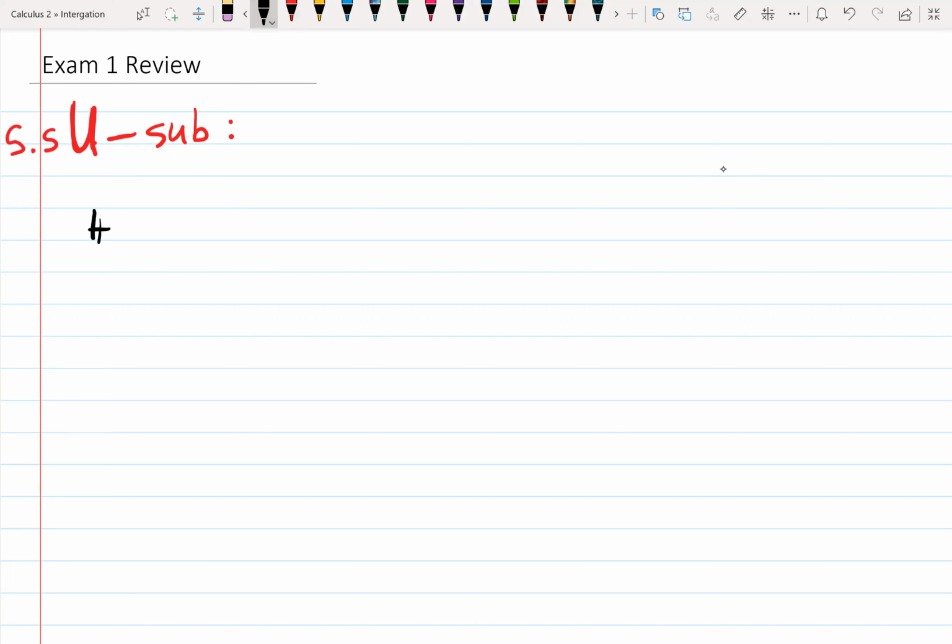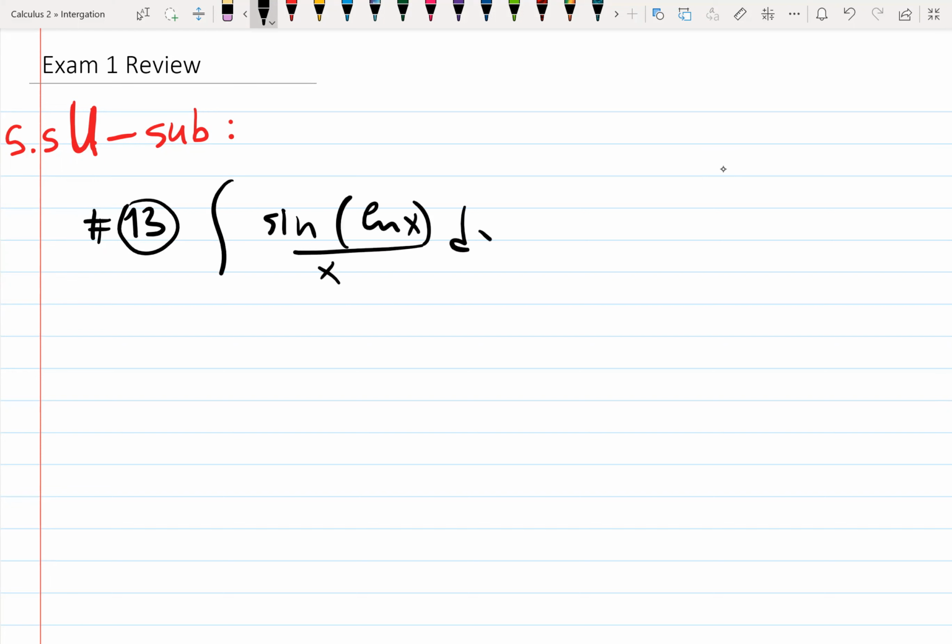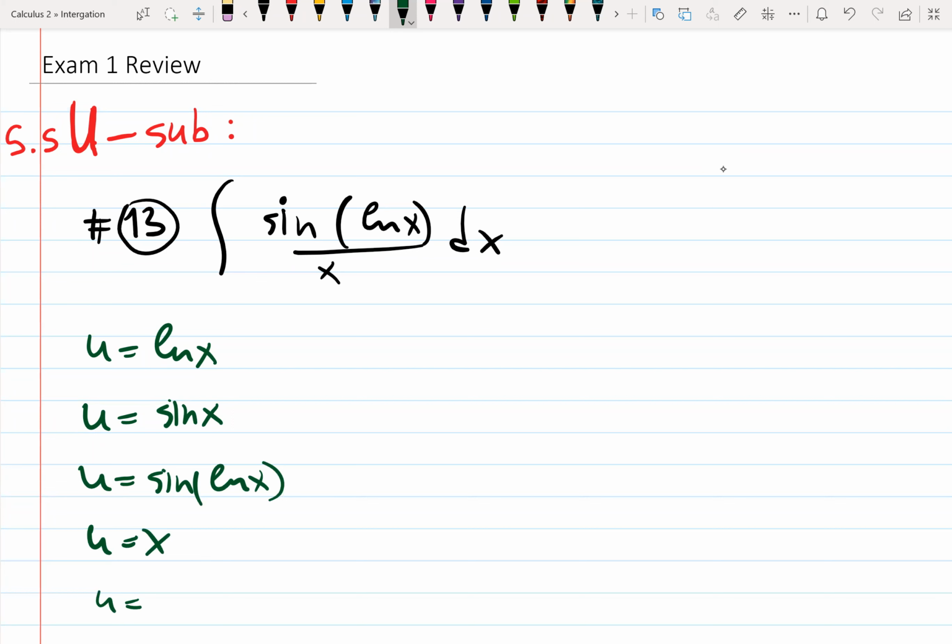sometimes we will just ask you, so I'm following the university review for you to know, number 13, which I posted in modules, but it's also a web page. If you just search ASU MAT266, a website shows up. This is where this review is from. Integral of sine ln x over x dx. Sometimes we're just going to ask you A, B, C, D, E to choose the correct substitution. u should be ln x, u should be sine x, u should be sine ln x, u should be x, u should be 1 over x, question mark. You can imagine A, B, C, D, E. None of the above is always there.